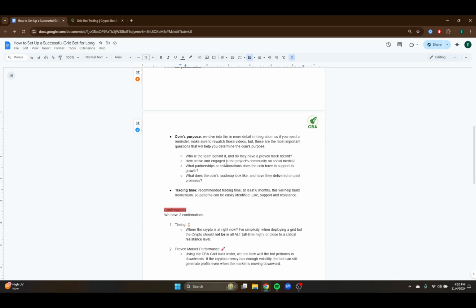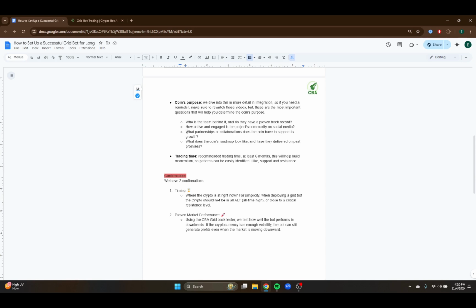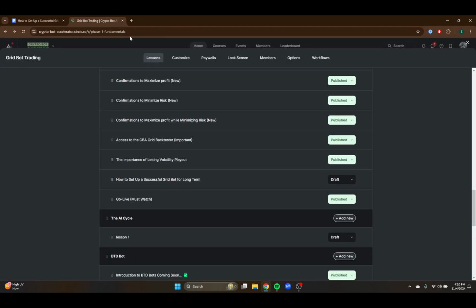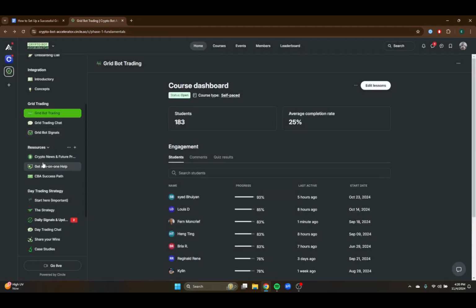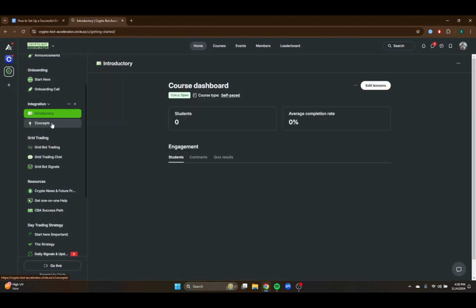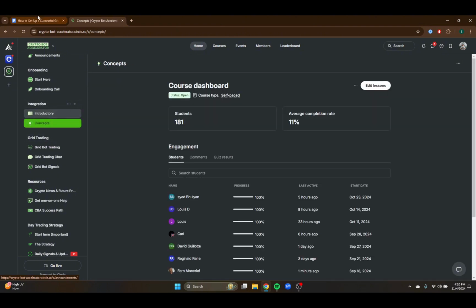What partnerships or collaborations does this coin have to support its growth? What does the coin's roadmap look like, and have they delivered on past promises? These are also two things that are important to take into consideration. Again, just make sure that you watch Integration. If you need more help on that, it's going to be right here. Integration and Concepts. Make sure to watch these two modules here.